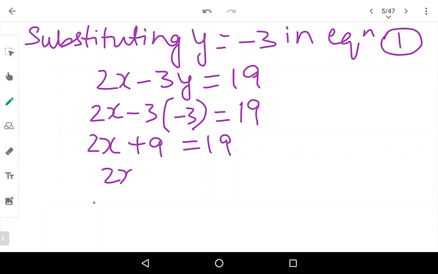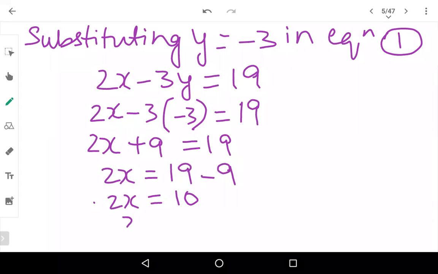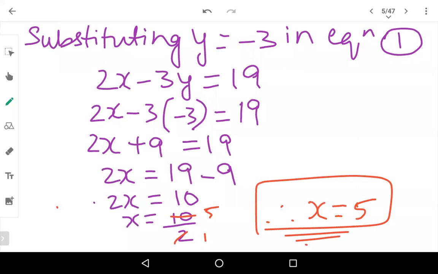So 2x is equal to 19. I'm taking 9 to the other side. So minus 9. So 2x is equal to 19 minus 9 is 10. X is equal to 10 by 2. So what is going to happen? 2 ones are, 2 fives are. Therefore, x is equal to 5. So these are the two variables that we get, that is x is equal to 5 and y is equal to minus 3.